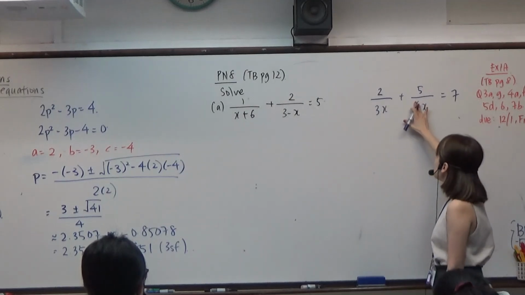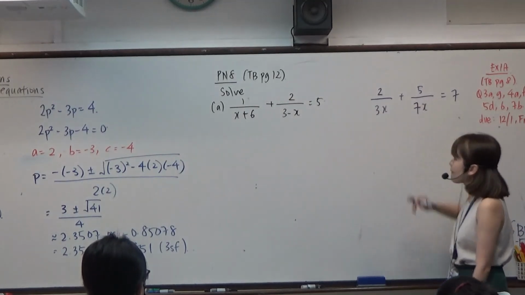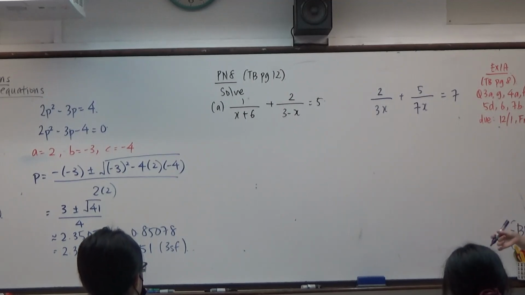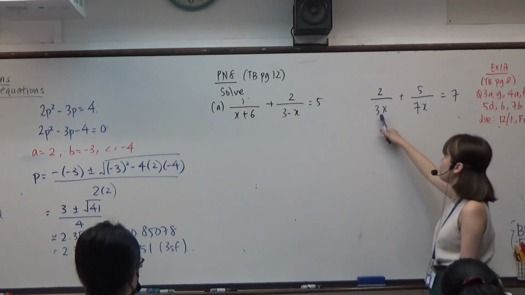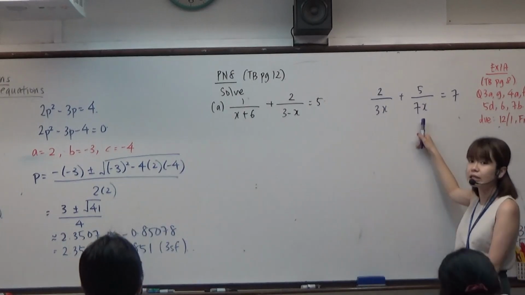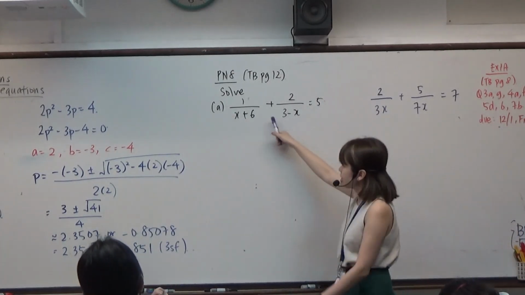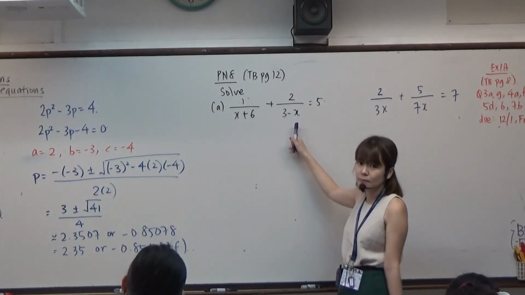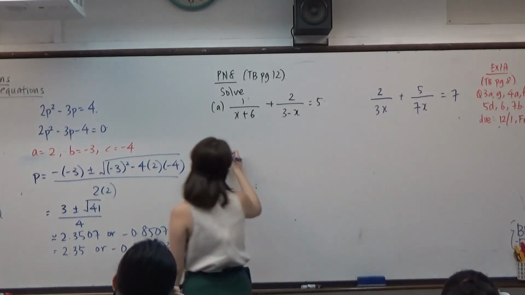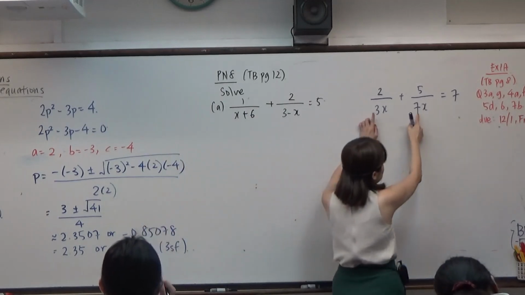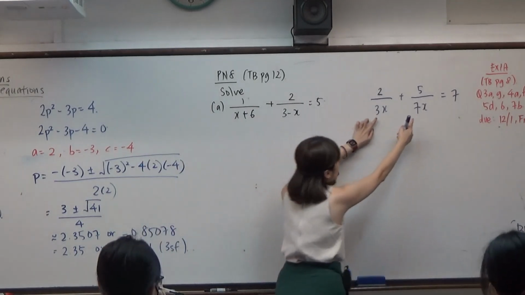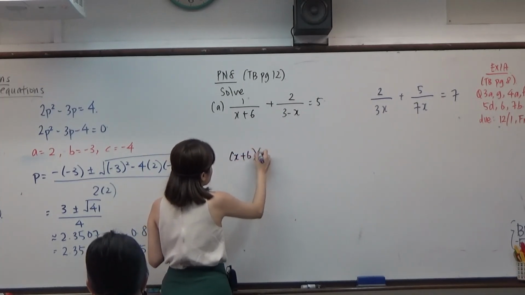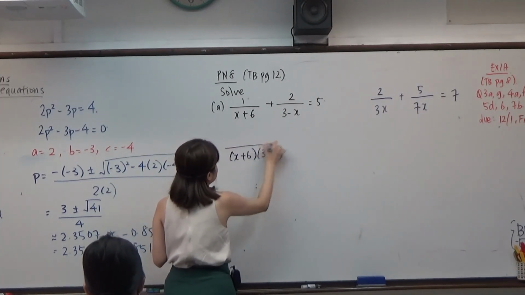But what if instead of 6x, I give you 7x? What will we choose? 21x, because it is the lowest common multiple between 3 and 7. Whereas in algebraic form, it may not be that easy for us to see our lowest common multiple. So the natural choice that we will go for is to multiply the 3 and 7 together, like what we did here, to get x plus 6 and 3 minus x as the denominator.